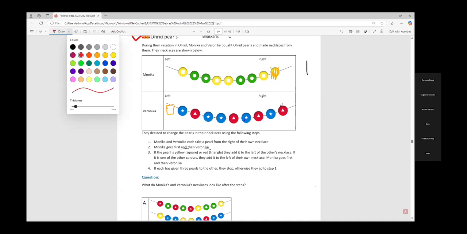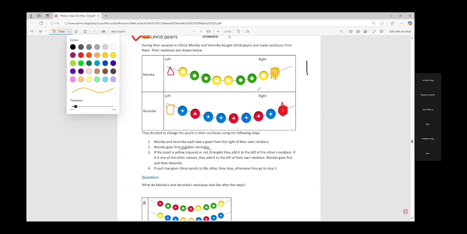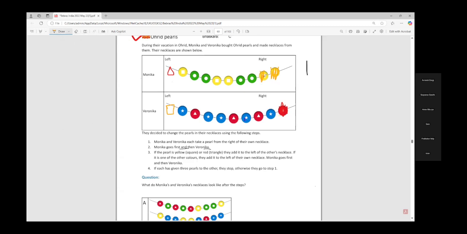Next comes Veronica. Veronica has a red triangle, and we know that red triangles are also given to the other person. So a red triangle goes here. Next has a yellow square. Again, we know that yellow squares are given to the other person. So a yellow square goes here.